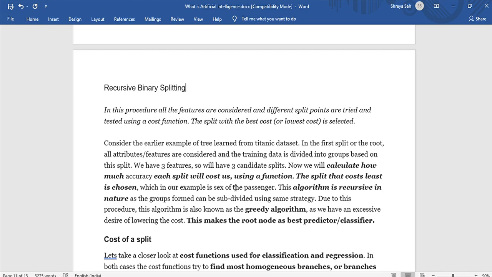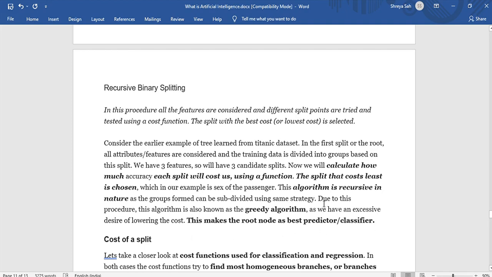This algorithm is recursive in nature as the groups formed can be subdivided using the same strategy. Due to this procedure, this algorithm is also known as a greedy algorithm as we have an excessive desire of lowering the cost. So what is cost? What is lowering the cost? When we split the data set, we will generally try to divide it in such a way that the cost of dividing the data set is minimized. That will become the root. So the root is decided in that way. This makes the root node the best predictor and classifier.